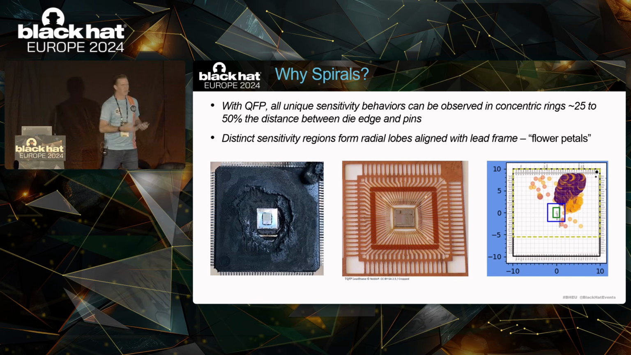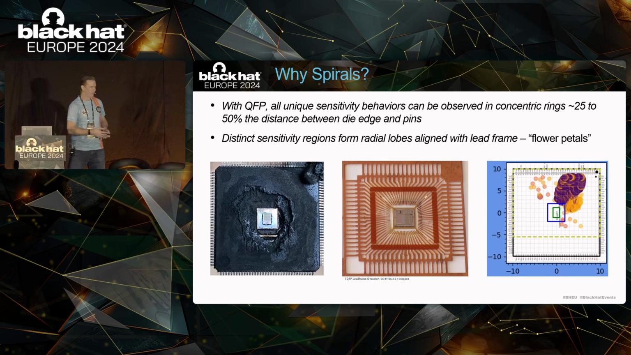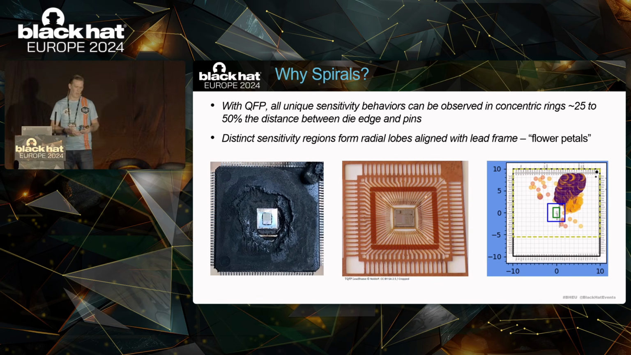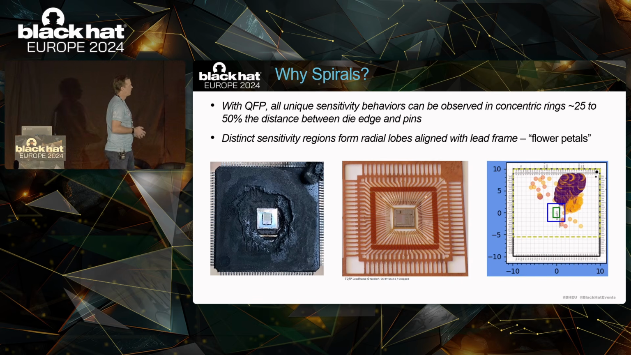And there are some things we started to observe once we started scanning. You can see that these sensitive regions pictured here have alignment with the edges of the leads in the lead frame. And it makes sense, with electromagnetic glitching, you're inducing currents in the leads, which align with the edges of the lead frame. So these were interesting observations.